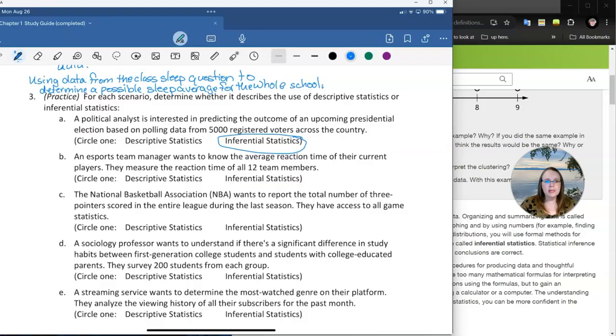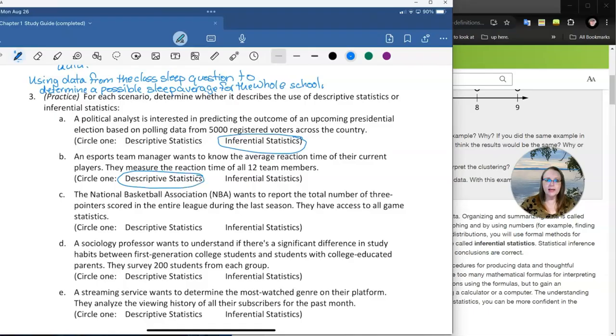So for part B here, an esports team manager wants to know the average reaction time of their current players. They measure the reaction time of all 12 team members. So they're getting all of the information that they need. So that is descriptive statistics.